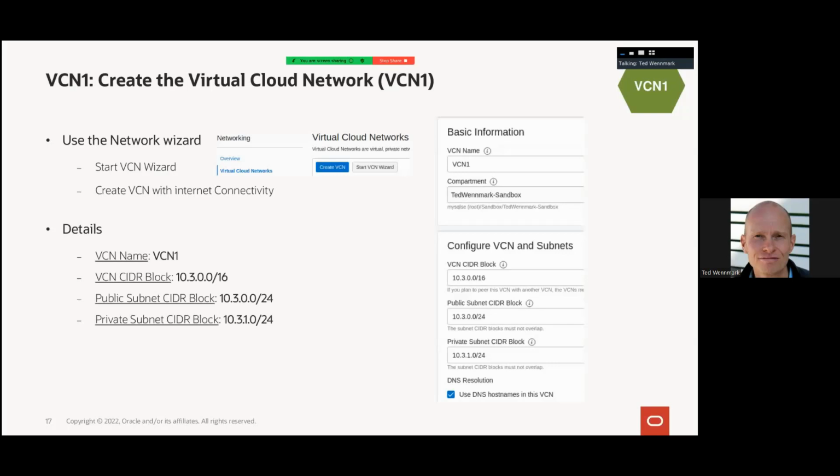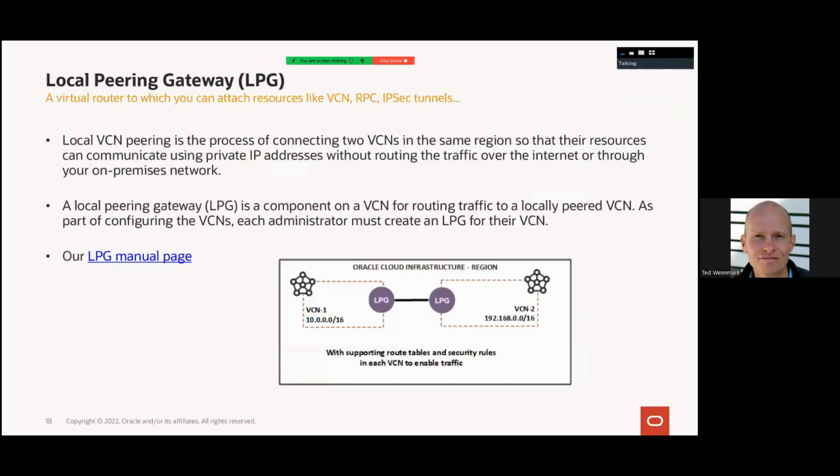In our case, VCN1 will have the CIDR block 10.3.0.0/16. And then it actually suggests to create these other networks, these sub-networks, and just allow it to do that automatically for you. So all you need to do is fill in the name, the CIDR block, and everything else will be taken care of for you. So it's really easy to create a network. The next step is creating the local peering gateway.